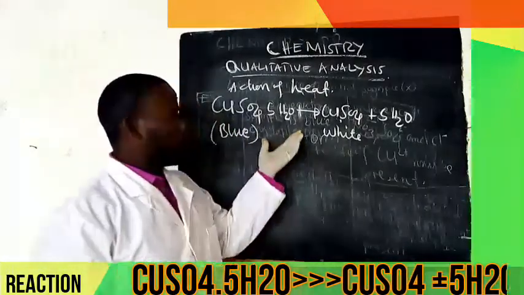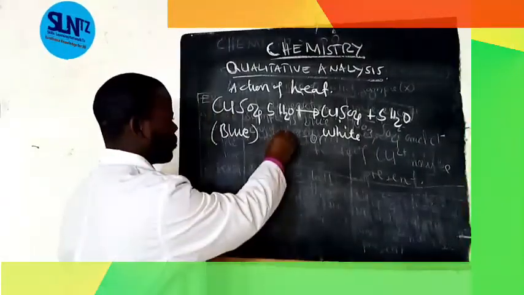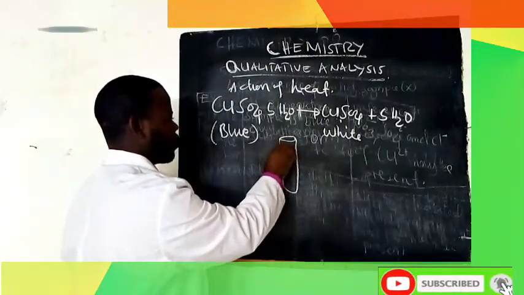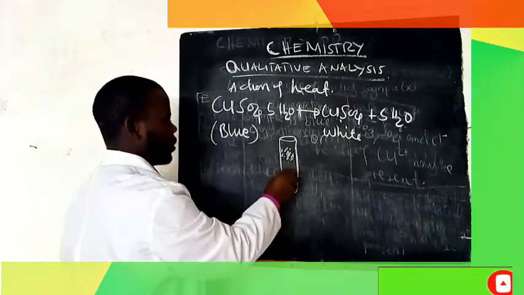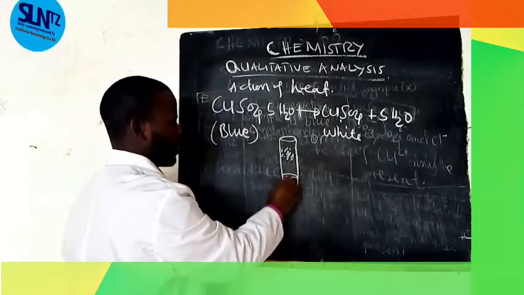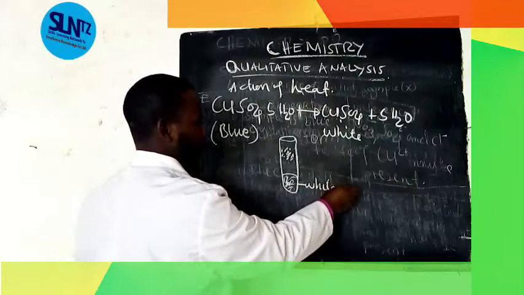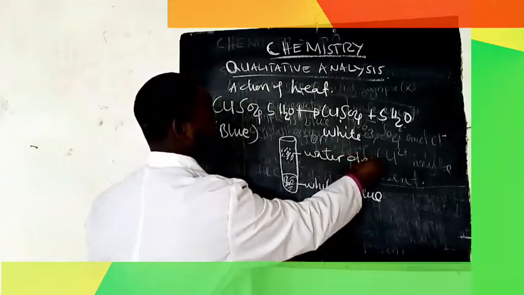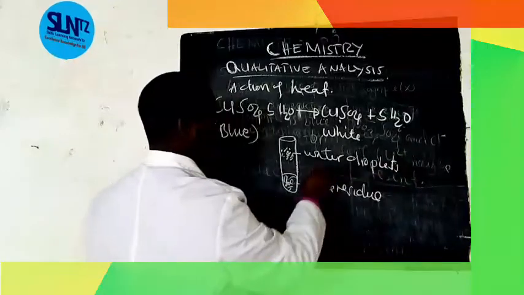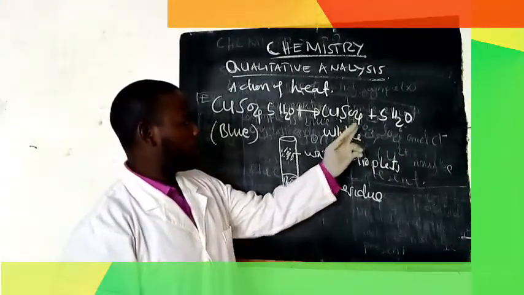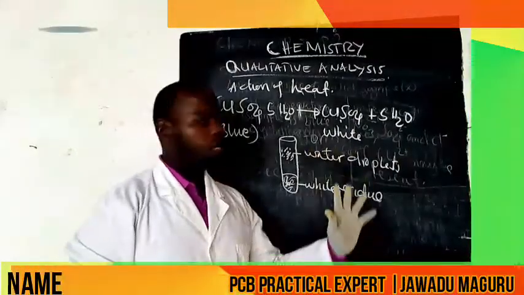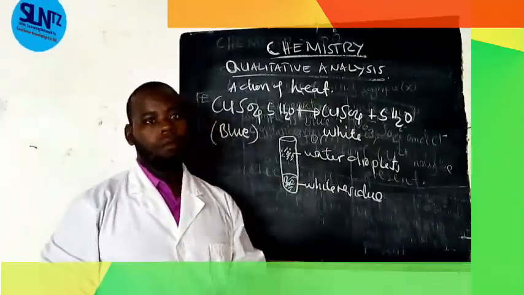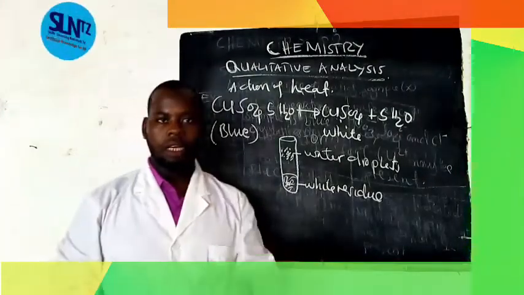So we have observed there are water droplets within the test tube, on the upper part of the test tube. And here there is a white residue. Here there are water droplets. So the products are this white residue and the water of crystallization. That is the reaction of hydrated solid copper(II) sulphate.